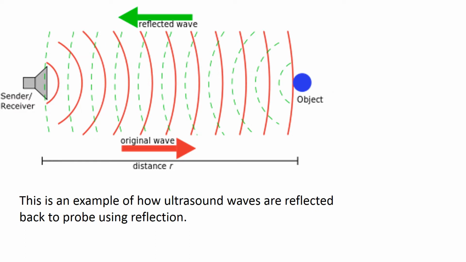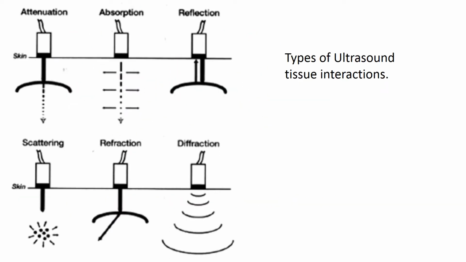This is an example of how ultrasound waves are reflected back to the probe using reflection. These are some types of ultrasound tissue interaction.